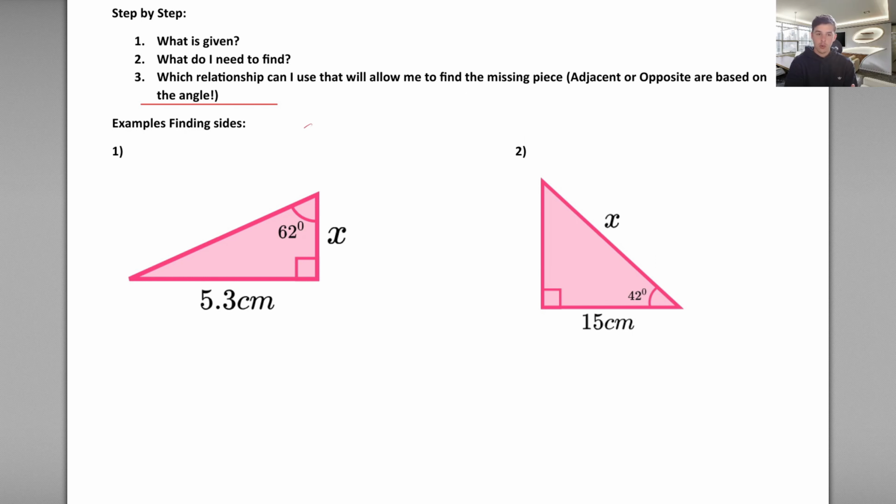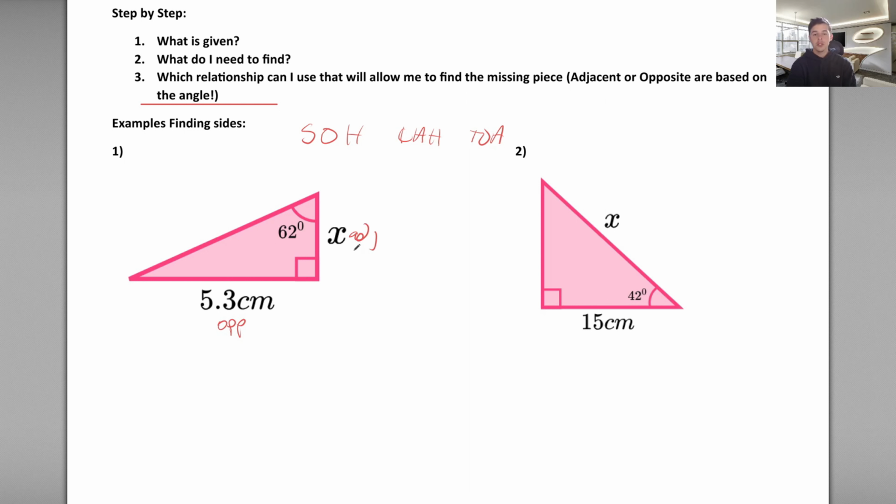We gotta write down Soh Cah Toa. It's gonna be easier for us. Soh Cah Toa. All right. The angle is 62. All right. So based on this angle, what are the sides of the right triangle? We know that 5.3 is the opposite because it's opposite to the angle. And x is the adjacent.